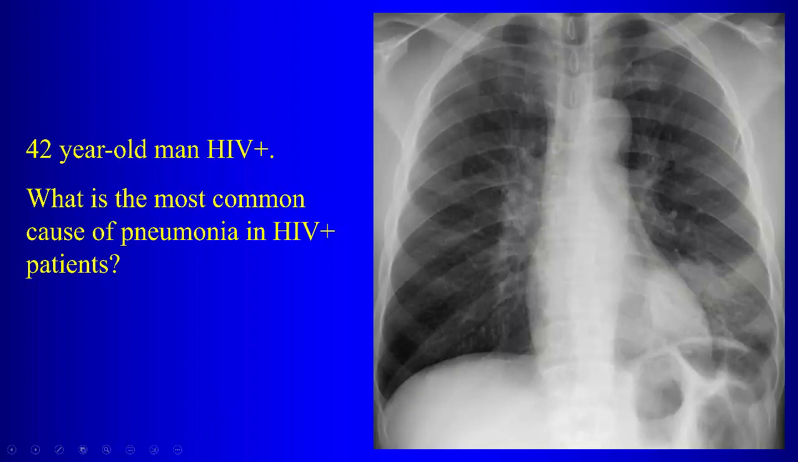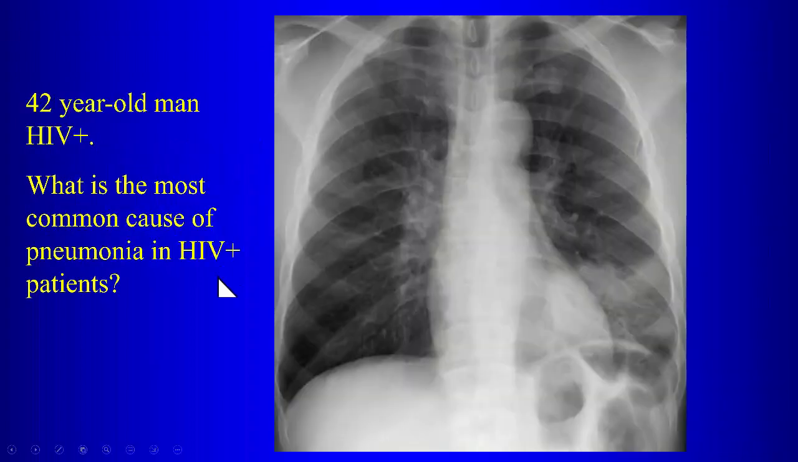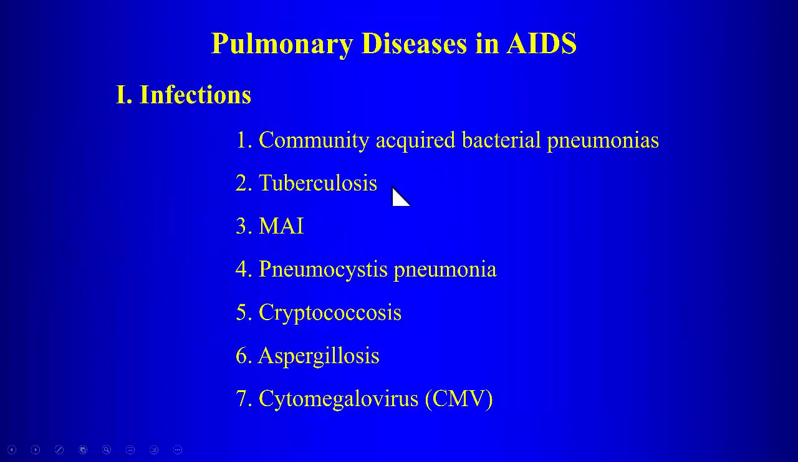Okay, 42-year-old man, HIV positive. There's pneumonia there in the left lower lobe. What's the most common cause of pneumonia in HIV positive patients? So it's just community-acquired pneumonia, it's still the most common type of pneumonia in patients who are HIV positive.